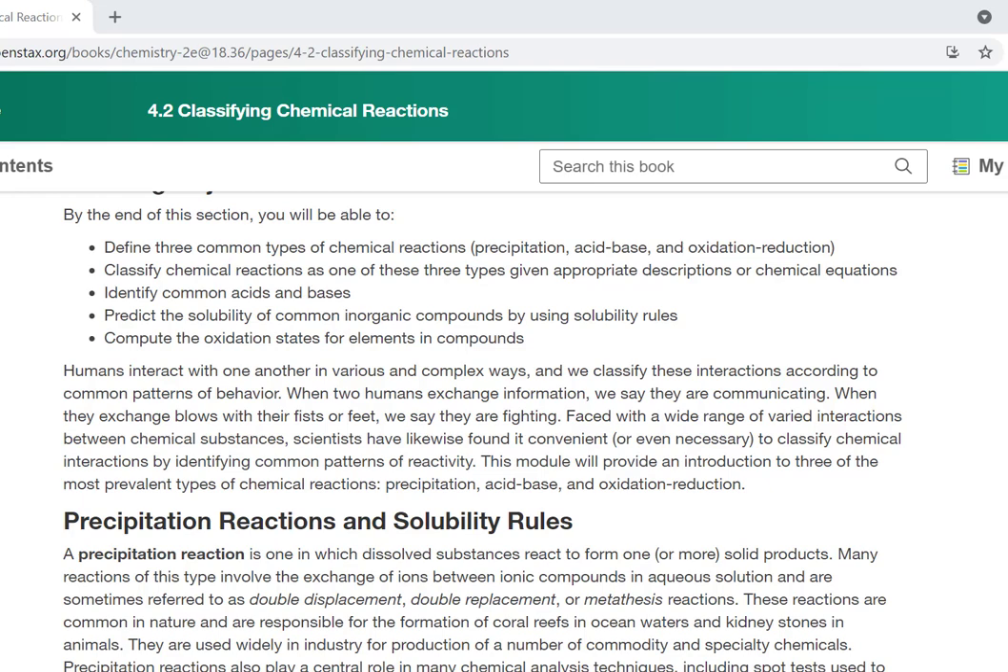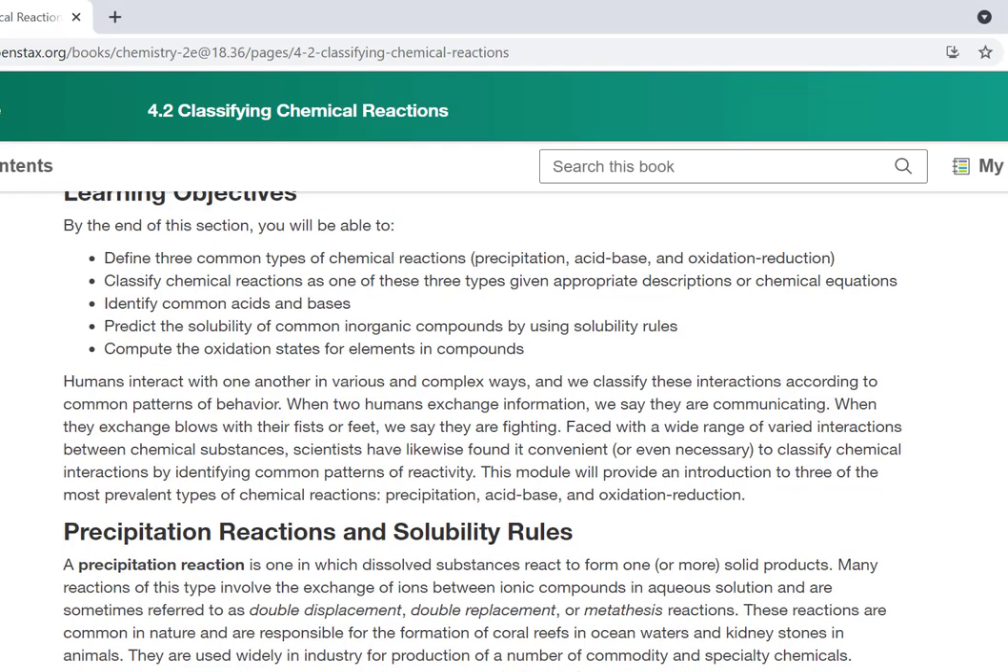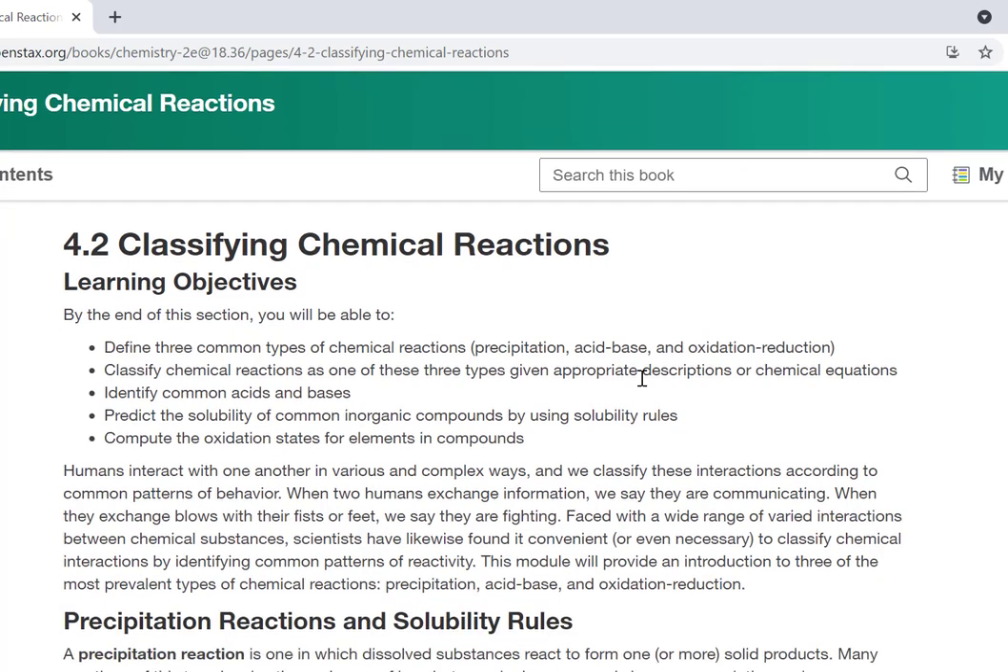Hello, everyone. This is the final type of reaction that we'll be discussing here in section 4.2 on classifying chemical reactions. That is the redox reaction. Your book is stating that the learning objective here is compute the oxidation states for elements and compounds. There's actually a little bit more to that. Your book actually goes into a lot more detail than that.